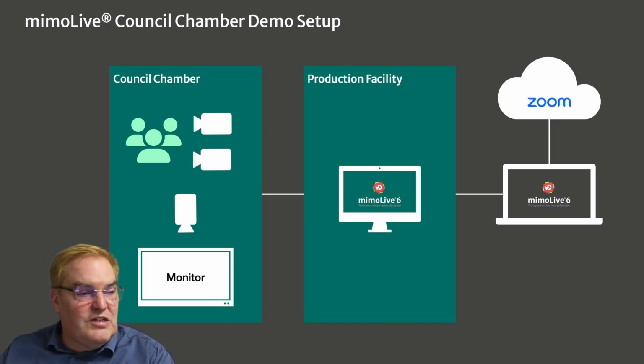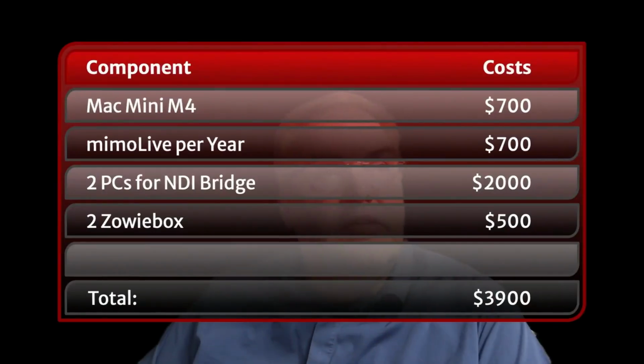So the big question at the end of this is, what does it cost? If you already have PTC cameras and already have NDI infrastructure in the council chamber, the cost for this is just the Mac Mini for $700. mimoLive is $700 per year. We have two PCs for the NDI bridge, $1,000 each. I'm hoping that NDI will soon ship the bridge for the Mac, so we can at least get rid of one of those PCs.